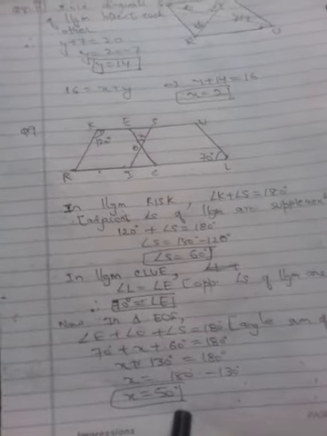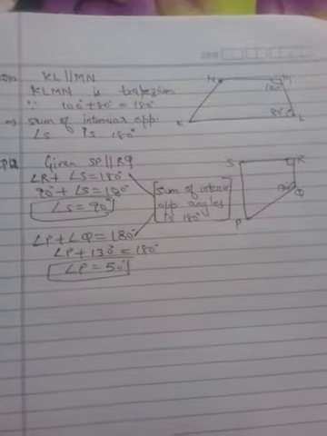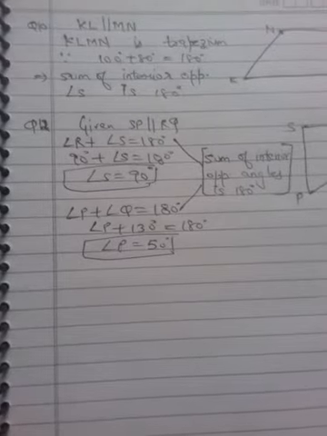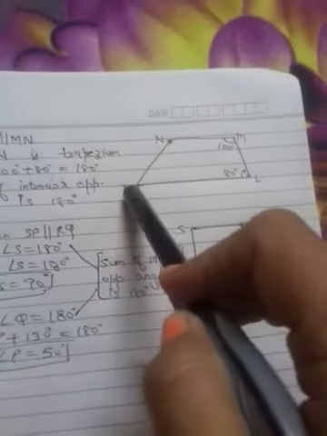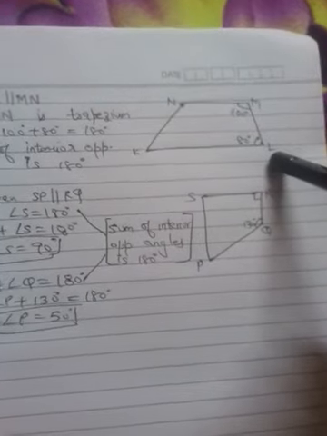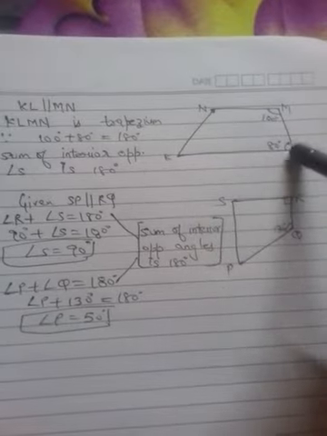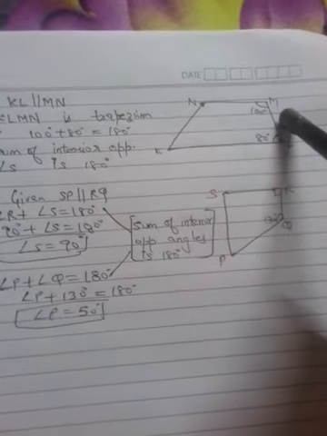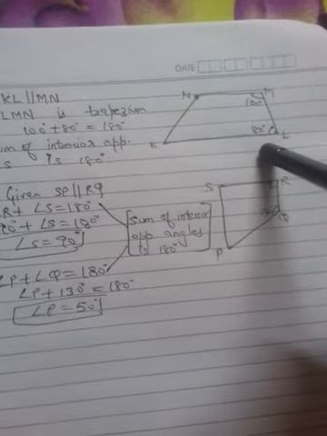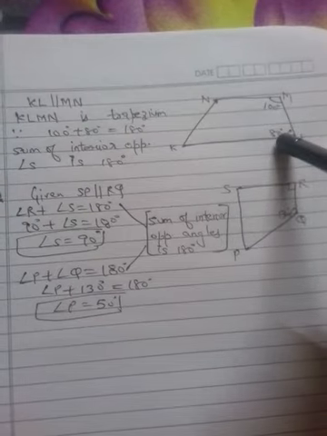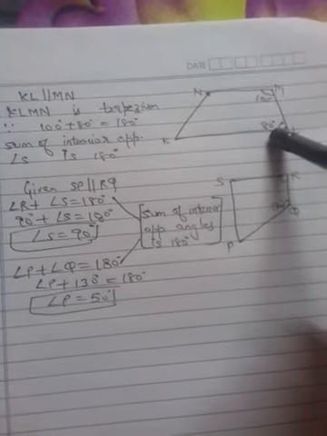Next is question number 10. Question number 10 is: explain how this figure is a trapezium. How is this figure a trapezium, and which two sides are parallel? Looking at the figure, students, this line is parallel to this line, it is clear, and these two angles, adding both of these angles we get 180.